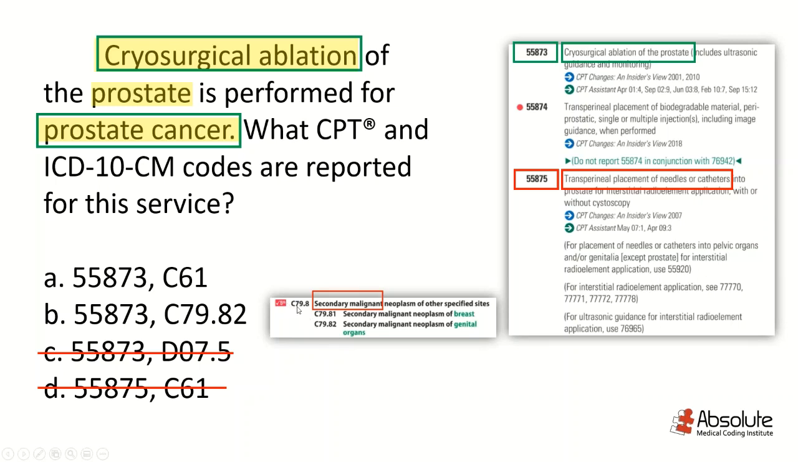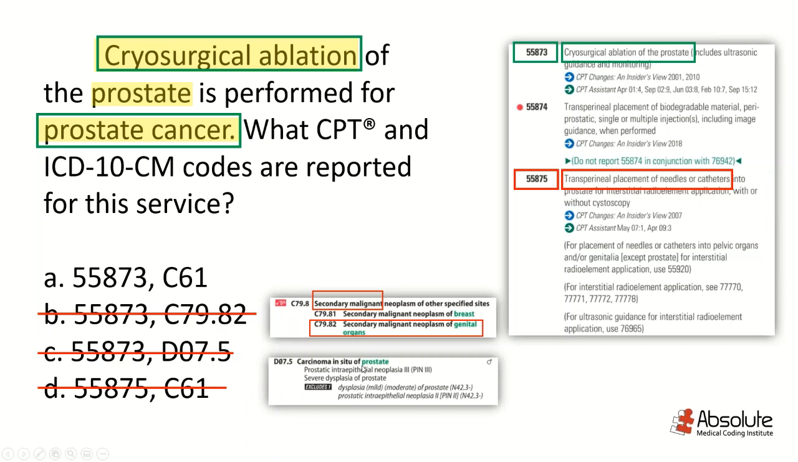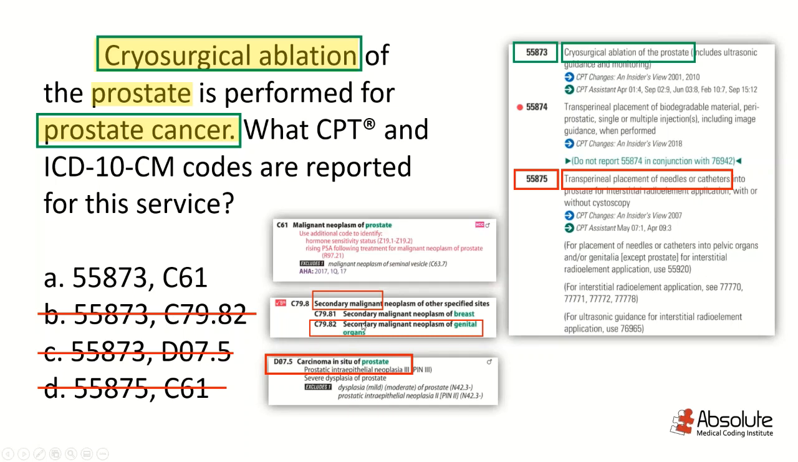So C79.8, this is a secondary malignancy, secondary malignant neoplasm of the genital organs. All right. And then we have carcinoma in situ of the prostate. This is for that one. So that's why that one's not there. Okay. So this one, this is the one we're looking for. It's not secondary malignant neoplasm of the genital organs. Specifically, we have malignant neoplasm of the prostate. All right. No mention of it being a secondary malignancy. So this is our code.